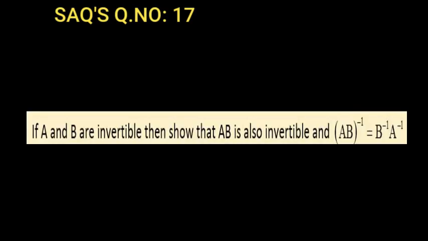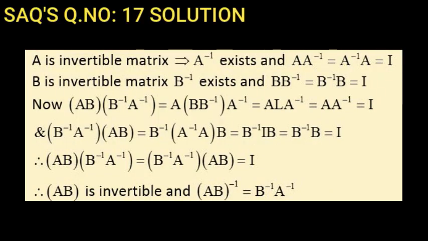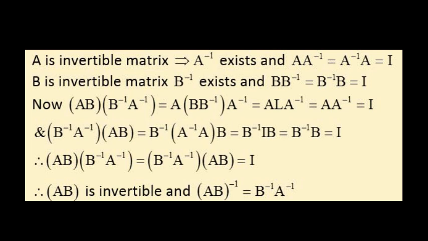Next one, if A and B are invertible, then show that AB is also invertible and (AB) whole inverse is equal to B inverse A inverse. Now consider A is an invertible matrix, which implies A inverse exists, and by the definition of inverse of a matrix, A inverse A is equal to I. Similarly, B is an invertible matrix, therefore B inverse exists, and B inverse B is equal to I. Now we prove that (AB) whole inverse is equal to B inverse A inverse.